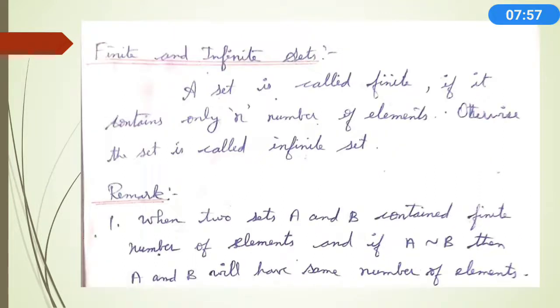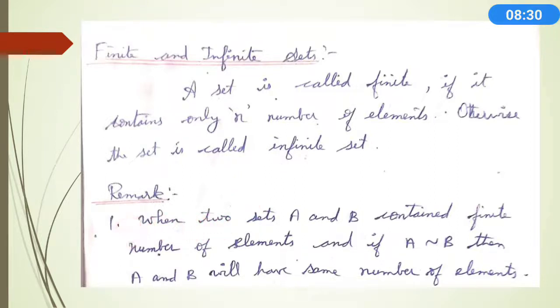Next, we'll move on to our next topic, finite and infinite sets. I'll quickly revise this because you already know what it is. Finite set means what? It will have a countable number of elements. An infinite set will have an infinite number of elements, countably infinite also it may have. A set is called finite if it contains only n number of elements, a particular n. Otherwise, it will be an infinite set.